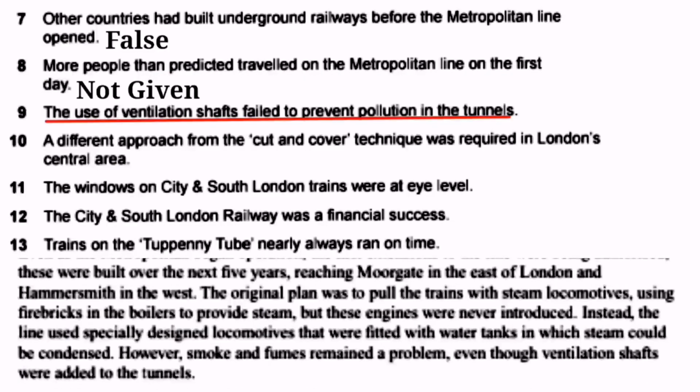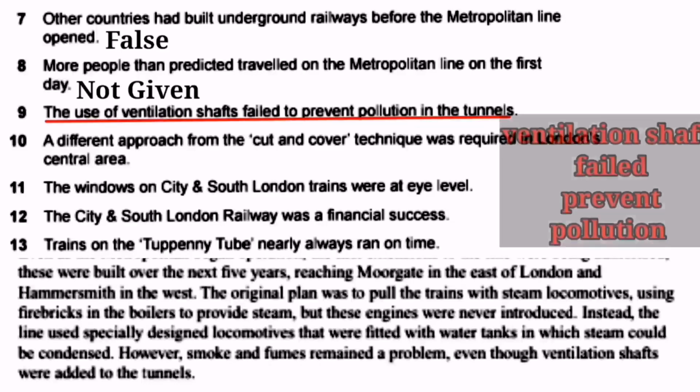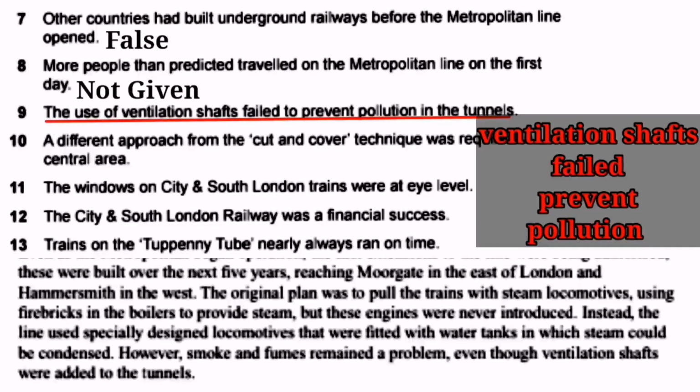Question number 9. The use of ventilation shafts failed to prevent pollution in the tunnels. By ventilation shafts, we mean the ventilators that were used for the exhaust of air. So ventilation shafts, failed, prevent and pollution are the keywords. Our answer will be in the passage where similar meaning words to these are given. In paragraph 7, last line: However, smoke and fumes remained a problem. By smoke and fumes, we mean pollution. And pollution remained a problem, even though ventilation shafts were added to the tunnels.